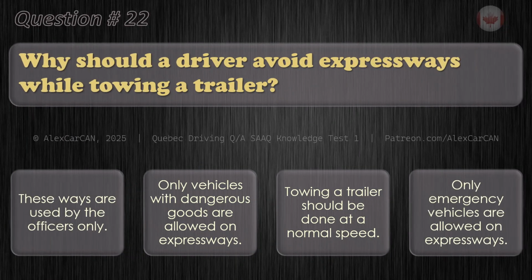Question number 22. Why should a driver avoid expressways while towing a trailer? These ways are used by the officers only. Only vehicles with dangerous goods are allowed on expressways. Towing a trailer should be done at a normal speed. Only emergency vehicles are allowed on expressways. The correct answer is: towing a trailer should be done at a normal speed.